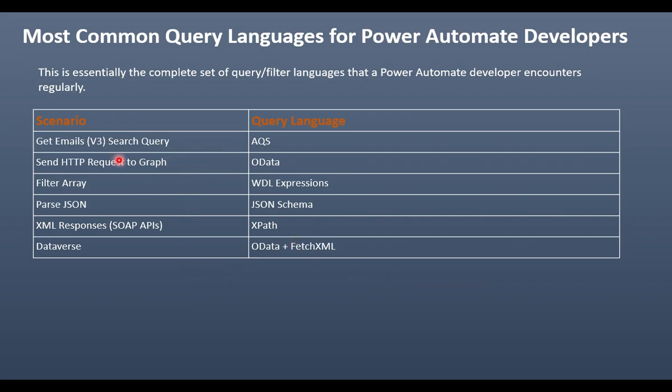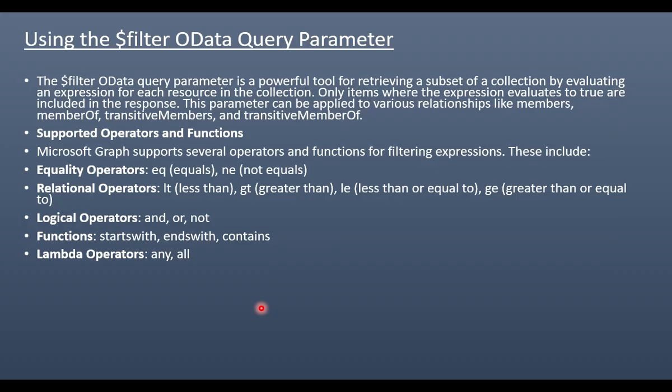so this is a summary. Get emails use AQS, send an HTTP request to Graph, then we use OData. Okay, filter array, again workflow definition language, parse JSON schema and so on. Okay, and Dataverse uses OData plus FetchXML. So using the filter OData query parameter. The filter OData query parameter is a powerful tool for retrieving a subset of a collection. Okay.